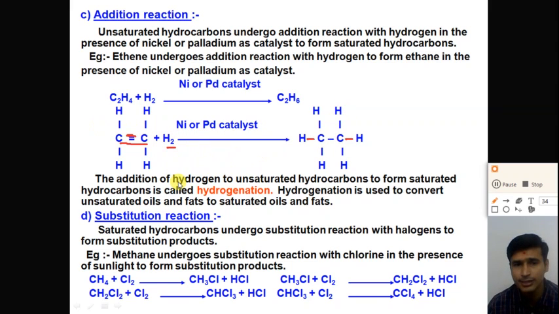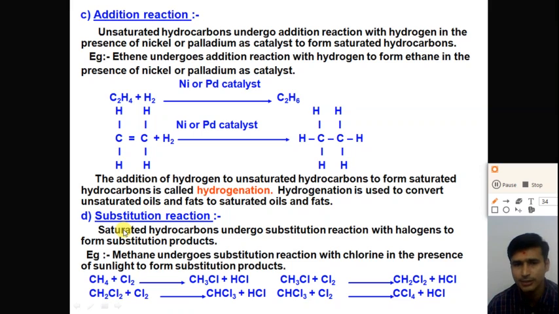So this addition of hydrogen to an unsaturated hydrocarbon to form a saturated hydrocarbon is called hydrogenation. Hydrogenation is used to convert unsaturated oils and fats to saturated oils and fats, right? Understand? And the last chemical property is the substitution reaction.